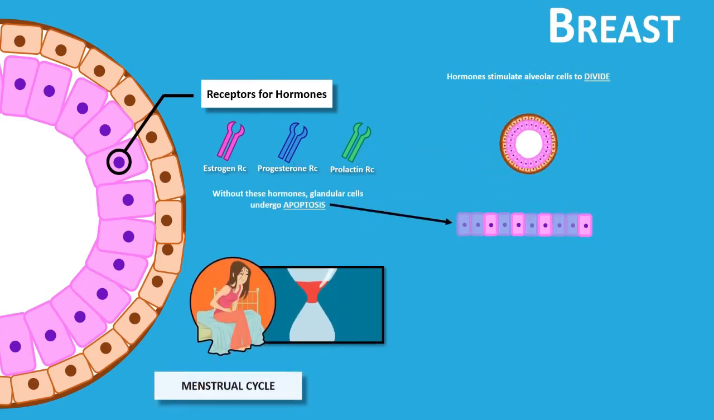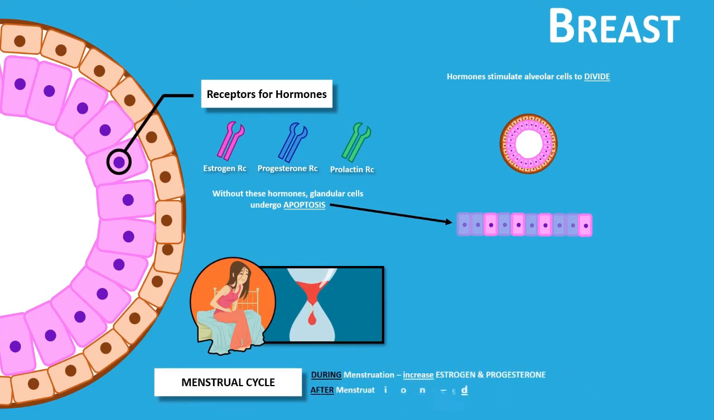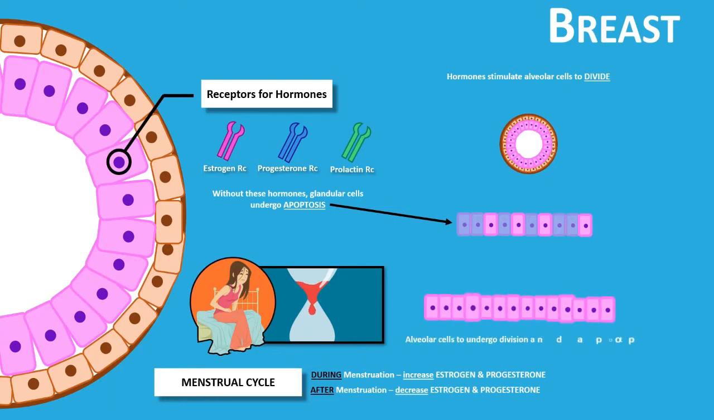During a menstrual cycle, there is an increase in secretion of estrogen and progesterone from the ovaries, leading to an increase in number of alveolar cells. And right after menstruation, the hormone secretions decrease, causing some of the cells to die. As a result, every menstrual cycle, the alveolar cells undergo division and apoptosis.